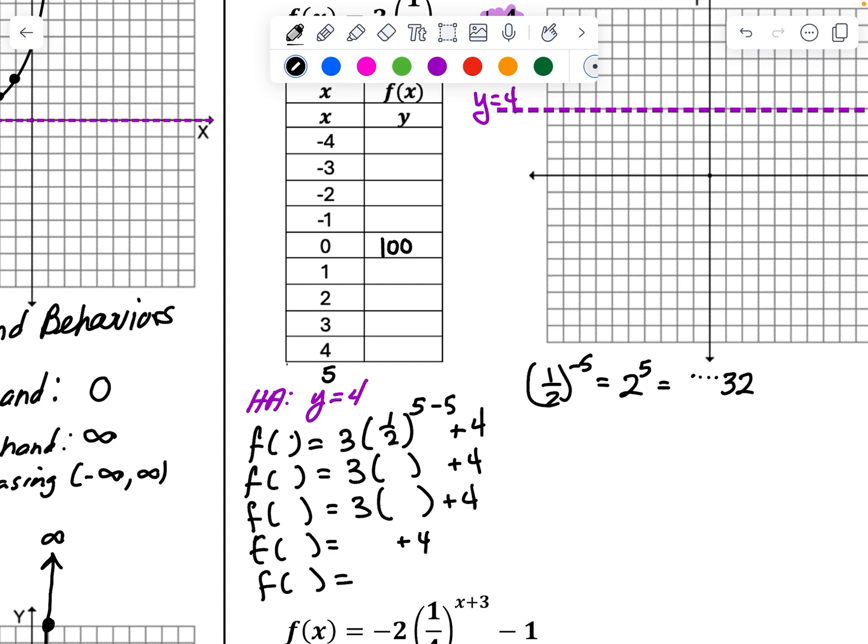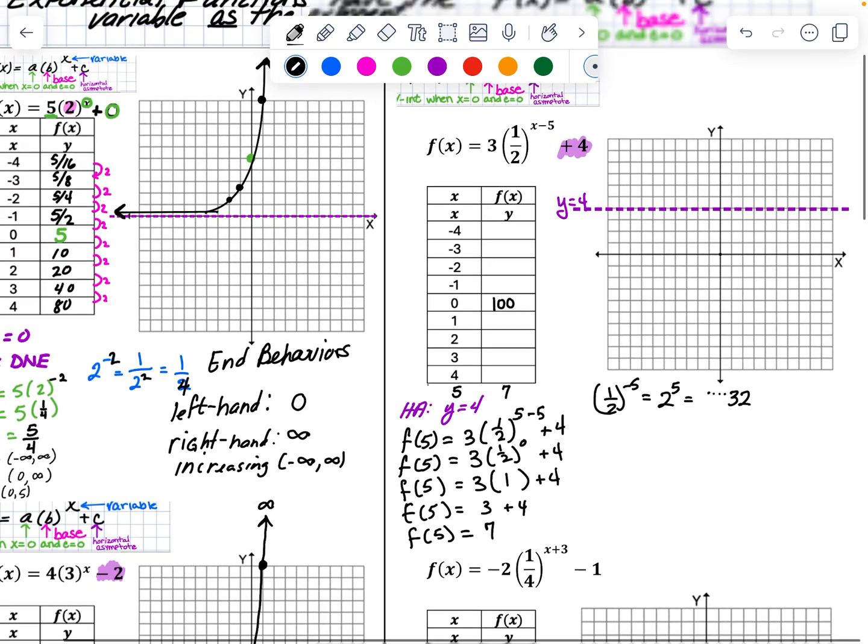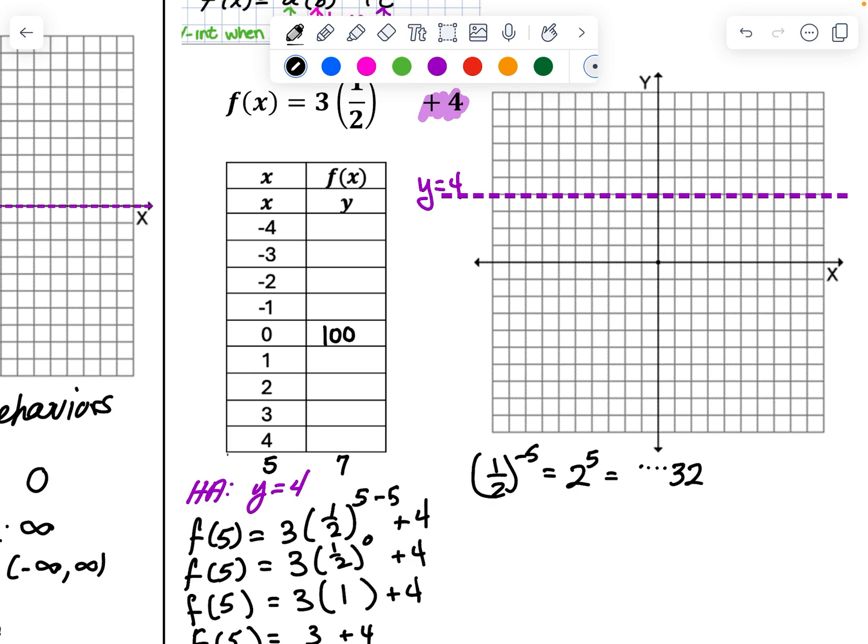If x equals 5, then 5 minus 5 is 0. One half to the 0 is 1. 3 times 1 is 3. And 3 plus 4 is 7. So when x is 5, y is 7. So 5, 7. Okay. Oh, my back is itching. So let's plot 5, 7. 1, 2, 3, 4, 5. 1, 2, 3, 4, 5, 6, 7. That's going to be right here.